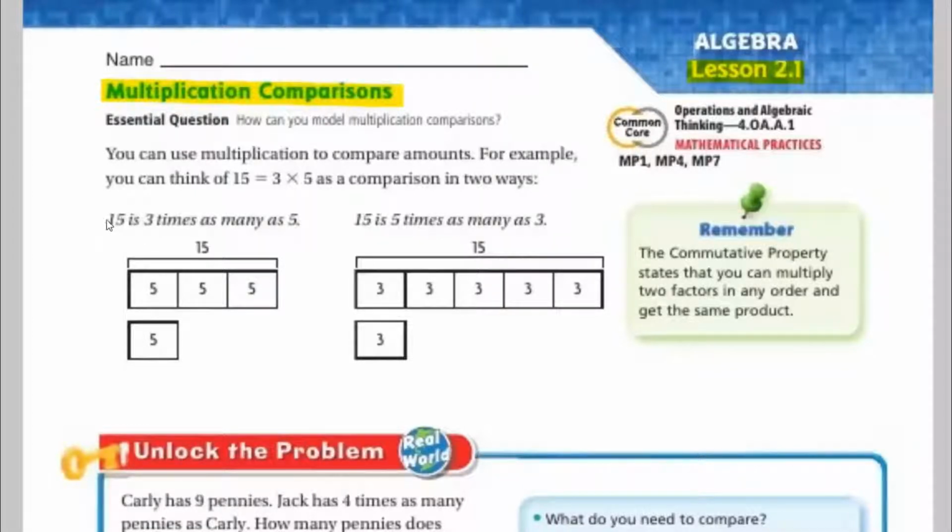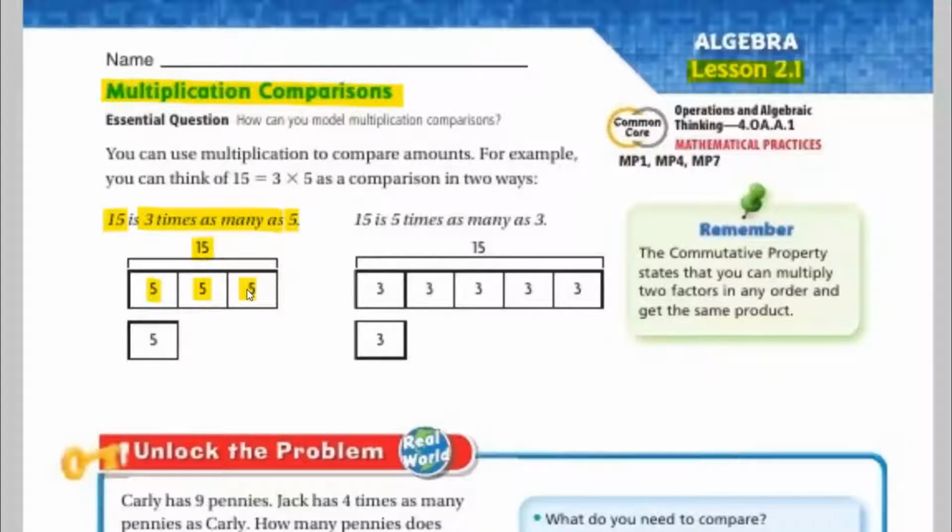In the first one, 15 is 3 times as many as 5, right? How can we model it? We have 3 blocks of 5. So 5 here repeated 3 times. So it will be 15. So we have 5 here repeated 3 times. That's about 5 multiplied by 3.